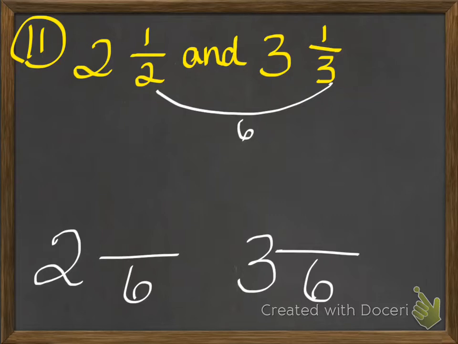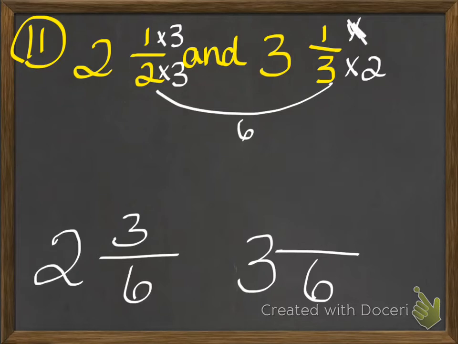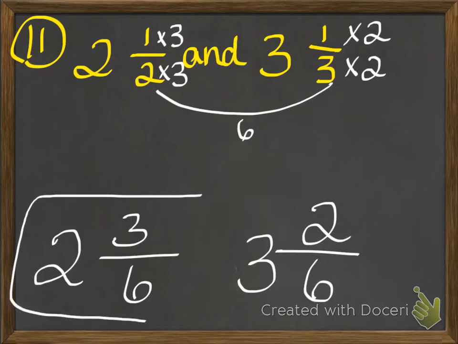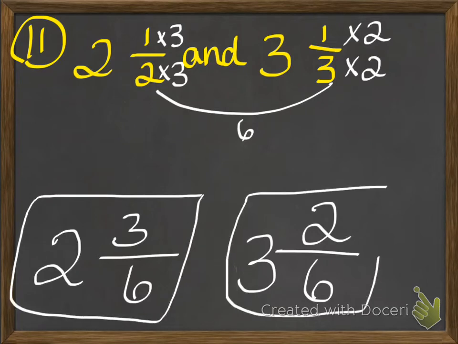So to get that 2 and 1/2, the 2 to change to 6, I had to multiply it times 3. Whatever I do to the bottom, I do to the top. So 1/2 becomes 3/6. And the 3 and 1/3, I multiply that 3 times 2 to get it to be 6. Whatever I do to the bottom, I have to do to the top. So I multiply the 1 times 2 as well, and I get 2. So now my new fractions are 2 and 3/6, and 3 and 2/6.